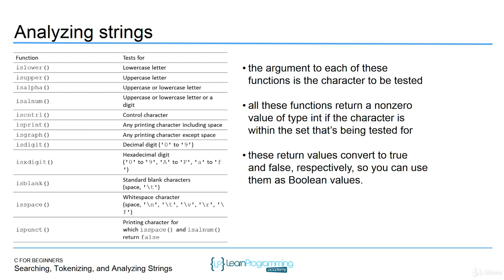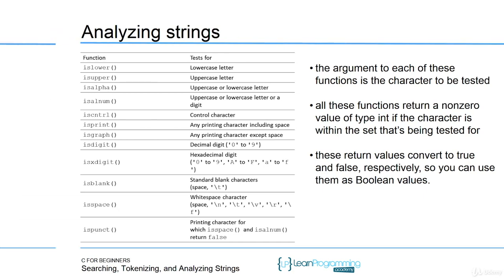So we're going to pass in characters, looking inside words. If we have an uppercase letter inside of a word, it will tell us. And we can use it for parsing individual elements in a character way as well. So the return values will convert to true or false, so you can use them as booleans as well, which is nice. So isLower will return true if a character is a lowercase letter.